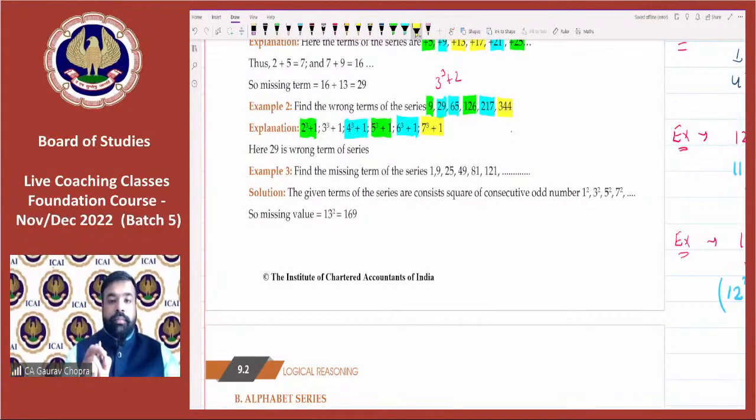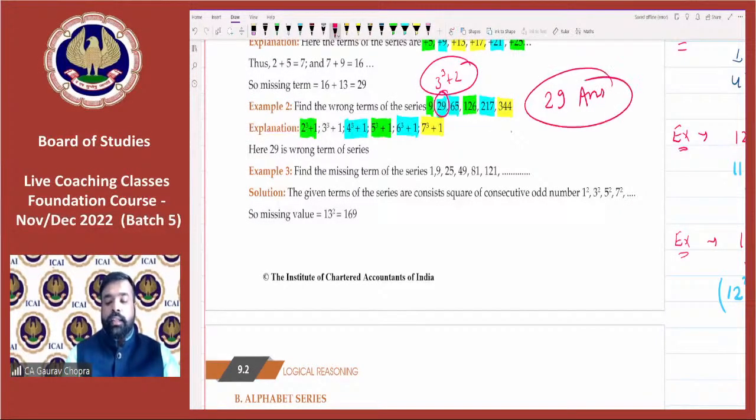In every term there is cube plus 1 as the logic, except 29, because 29 is having cube plus 2. So that is why this is the wrong term. So the answer will be 29.